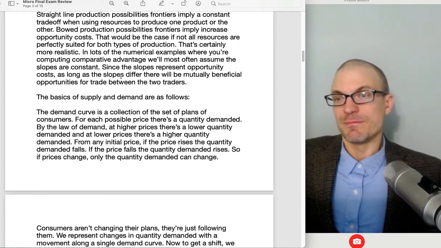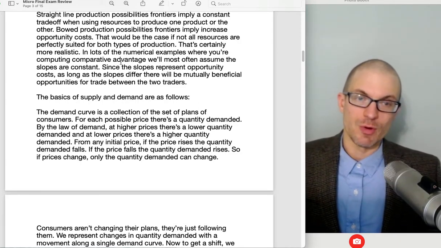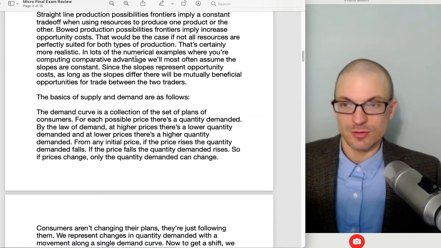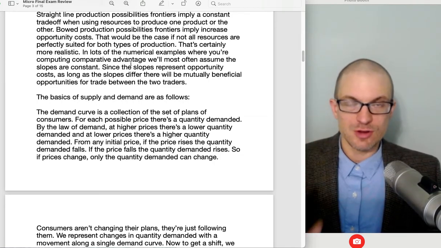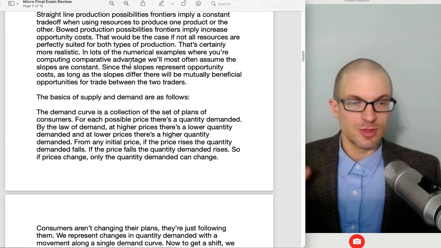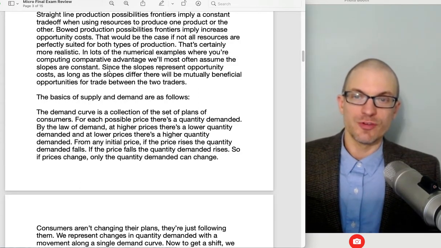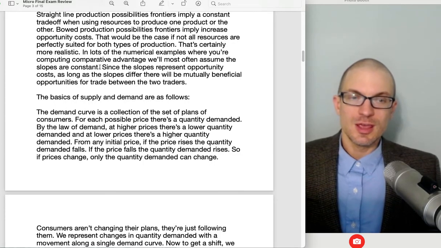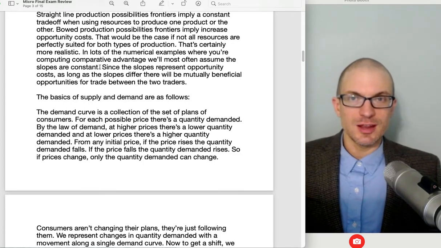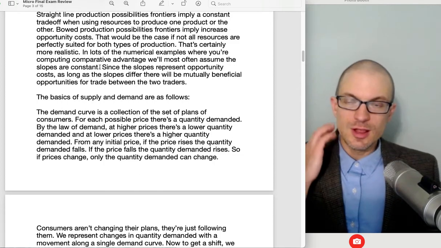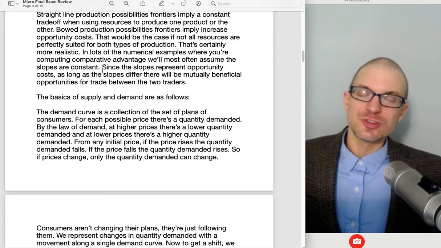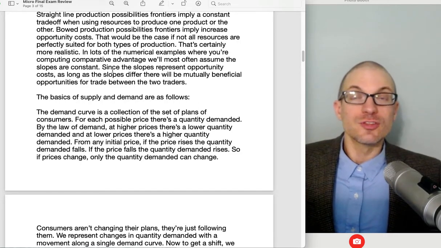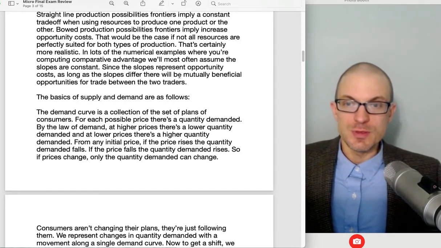So in a lot of numerical examples, however, when you're computing comparative advantage and you're trying to determine the terms of trade and trying to come up with a bundle that the consumers would trade for, we'll most often assume that the slopes are constant. In my course, unless otherwise stated, I would assume that the slopes are constant. Unless you're given a picture where it's clearly bowed, then obviously it's not. So the slopes represent the opportunity costs. And as long as the slopes are different, there'll be mutually beneficial opportunities for trade between the two traders.